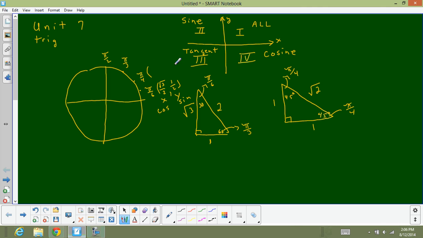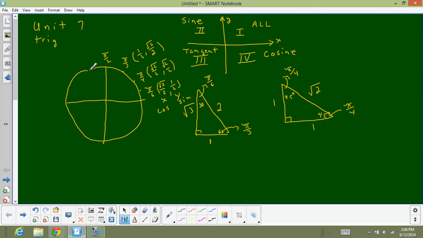Now, at pi over 4, at 45 degrees, they happen to be the same. Square root of 2 over 2, typically written square root of 2 over 2. Again, it wouldn't be a problem if you wanted to write that as 1 over the square root of 2. And then pi over 3, or 60 degrees, the cosine of 60 degrees is 1/2, and the sine of 60 degrees is square root of 3 over 2.